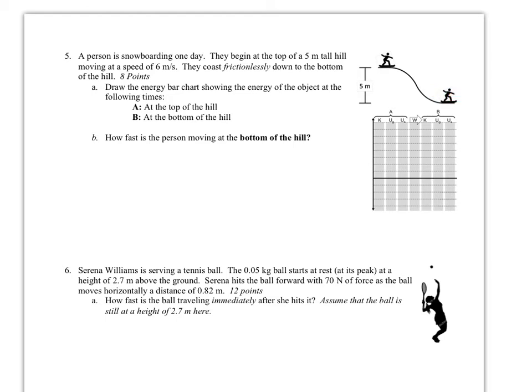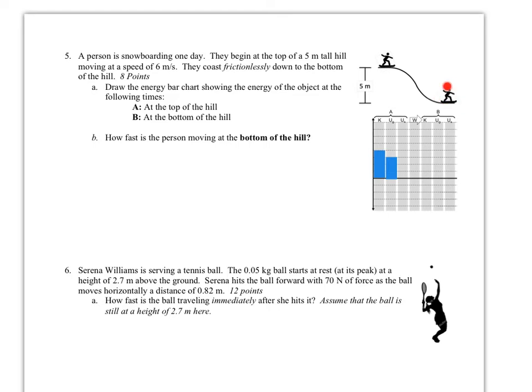But we're first going to think about our energy bar chart. So when we're up here at the top of the hill, we have a height and we have a speed, so that means we're going to have kinetic energy and gravitational potential. It's tough to say exactly which one's bigger. We could figure it out, but really we're more concerned about the type of energy. So we should have some number of kinetic, some number of gravitational potential, but it doesn't actually matter how much of each.